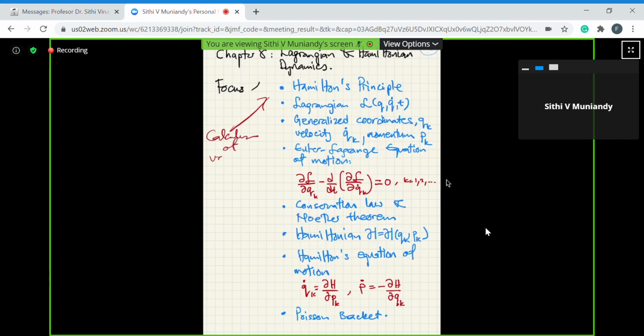Essentially, this principle is based on the calculus of variation. Okay, calculus of variation. Essentially, you are minimizing a functional which depends on position, and then the velocity and time. So this f function is now the Lagrangian. Having done this calculus of variation, you want to optimize this.